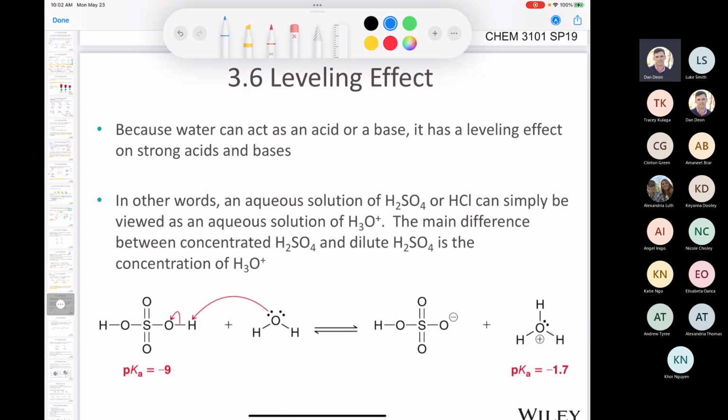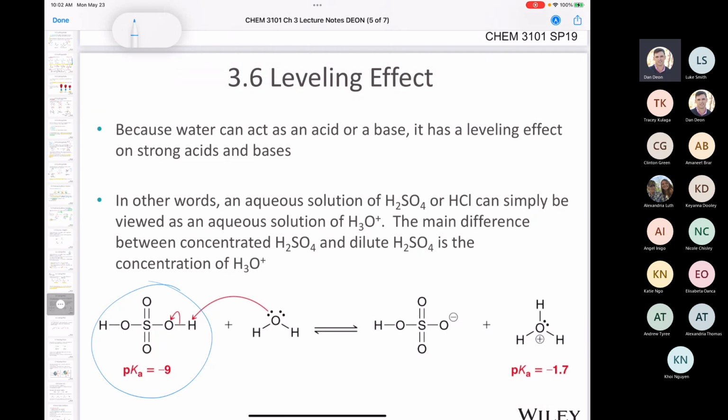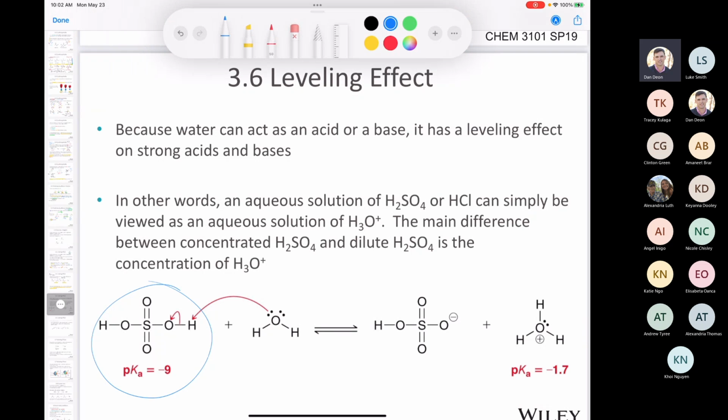Again, this is the same thing I'm showing you for the third time. Because water can act like an acid or a base, it has that leveling effect on strong acids or strong bases. Again, if you have sulfuric acid, this is H2SO4 right here, you put it in water, what it does is it transfers a proton, it's a proton donor, to water to give you hydronium.